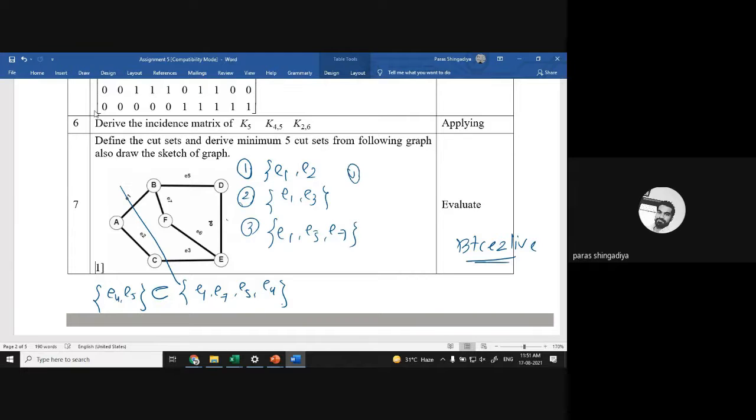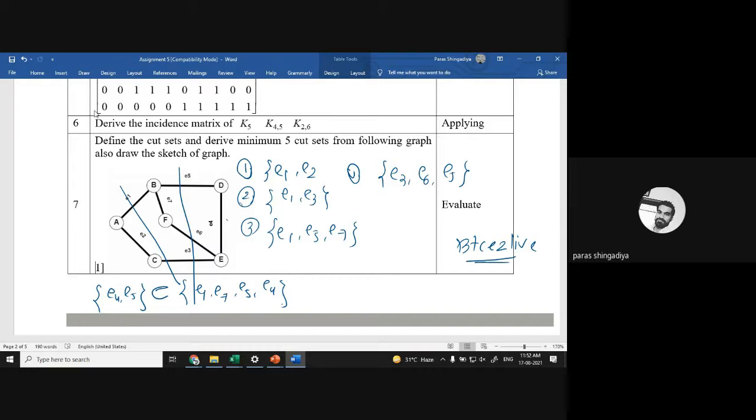Clear? For the fourth, you can consider one of the partitions. Let us take this one. E3 E6 E5. Delete these three edges. So this part will be disconnected from the rest. All the vertices will remain as they are. We will not remove any vertex. We just focus only on edges right now.